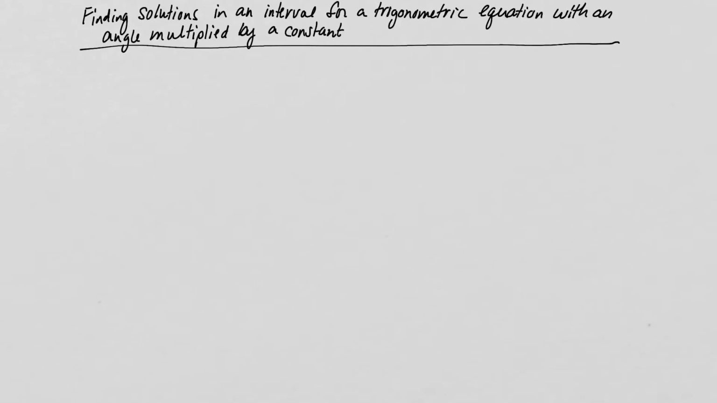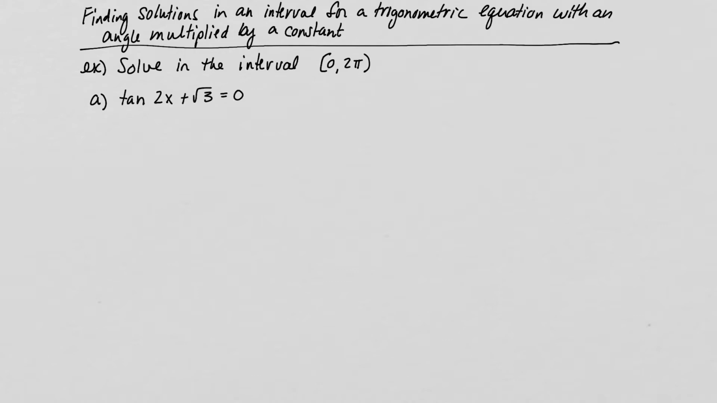So in this section, we're going to look at finding solutions in an interval for a trig equation where the angle actually has some number times the angle. So for instance, solve in the interval 0 to 2 pi. Okay, so the first example I have here is the tangent of 2x plus root 3 equals 0.